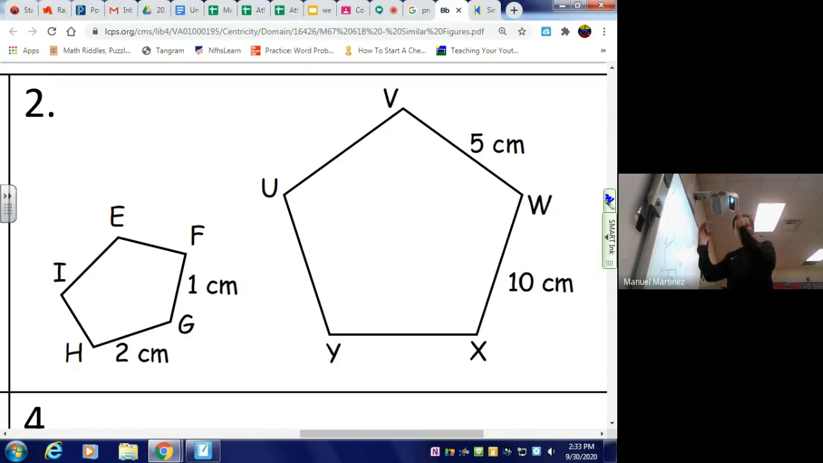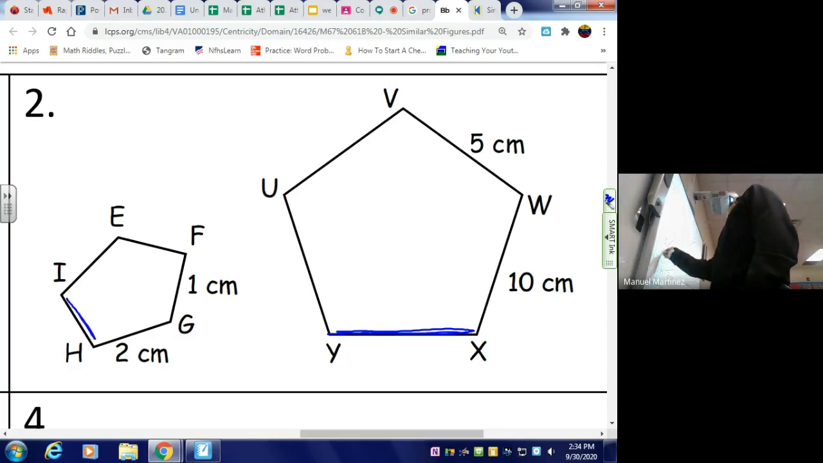The big figure is kind of like this, and then the small figure is like this, okay? Do you see what I mean? The big figure is like this, and then the small figure is like laying down. I don't know if that makes sense. Okay, so that means that this side and this side are corresponding. Okay? All right.